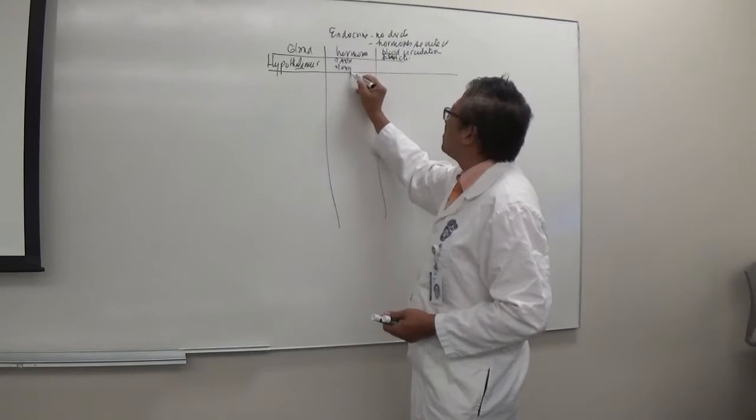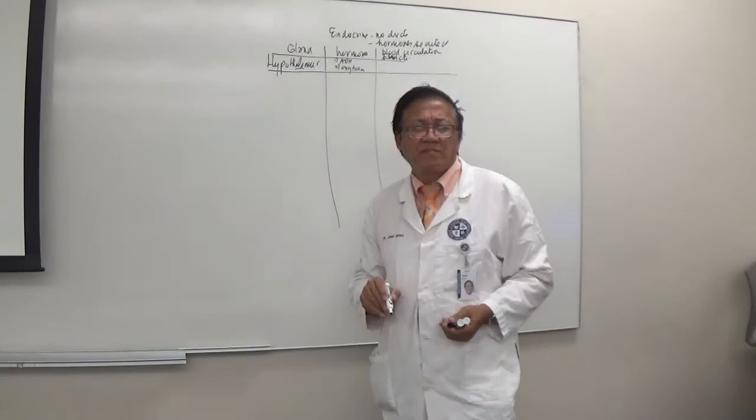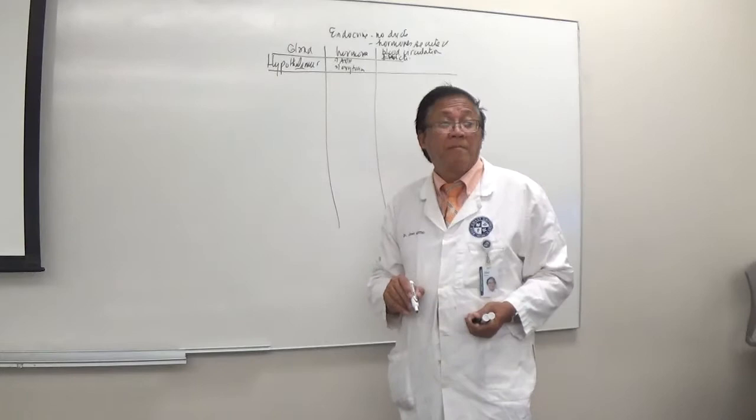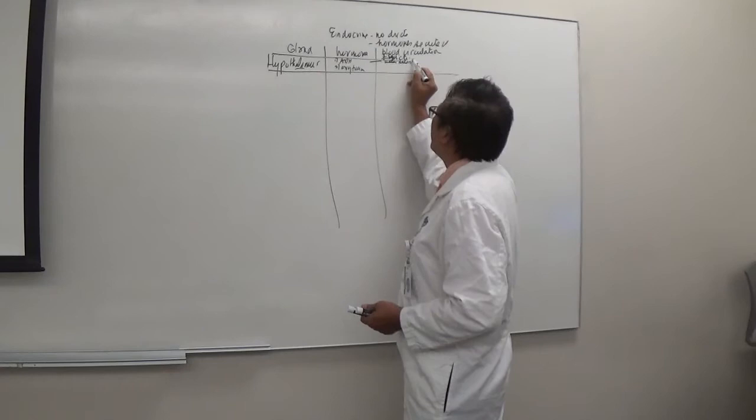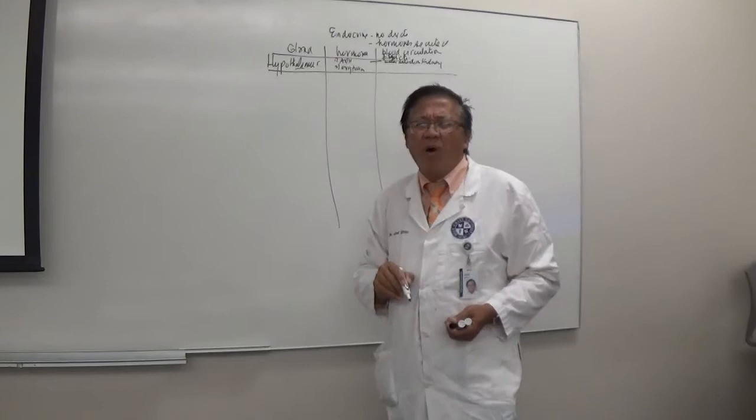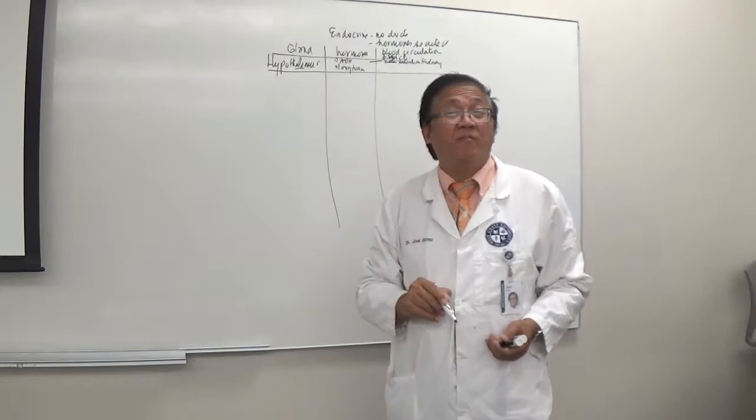Now, can anybody tell me what is the main function of your ADH? What is the meaning of the word antidiuretic hormone? Okay, what will be the target organ for this hormone? Kidney. So it tells the kidney to what? To retain water. Right? So why is that necessary? It's necessary whenever there is a need to what? Conserve water. Let's say you have diarrhea.